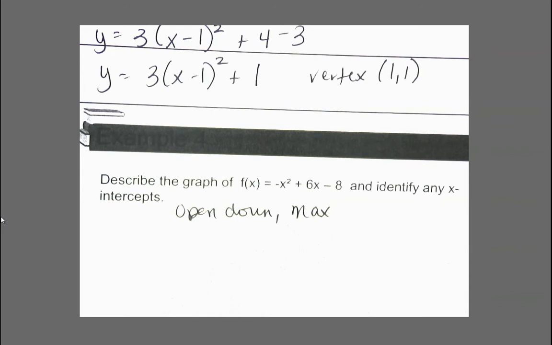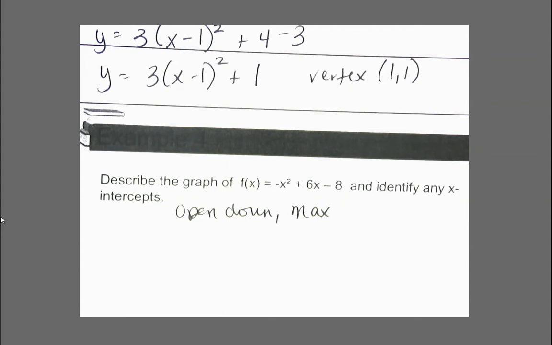And we know how to find the max on a calculator, right? Left bound, right bound, enter, find it, write the point down. So that's still an option as well for checking purposes. So it's going to open down and it's going to have a max. Now the question doesn't ask that at all. It just says find the x-intercepts.